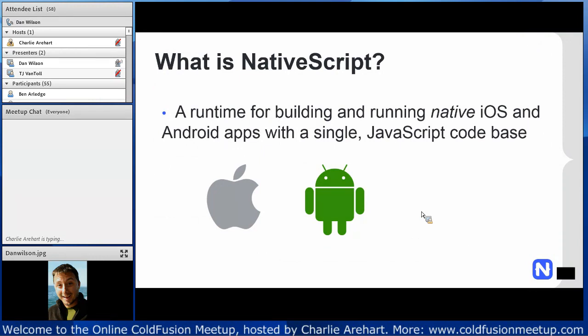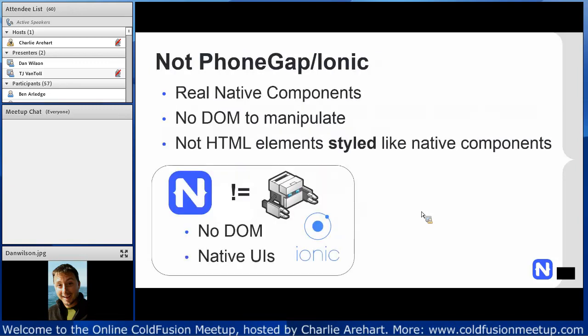So, NativeScript. NativeScript is a runtime for building and running iOS and Android apps. The beautiful thing about it is you get to use the skills you already have as a web developer to build mobile apps. And whenever we talk about this, we naturally get a few questions to clarify what NativeScript is, so let's talk about what it isn't.